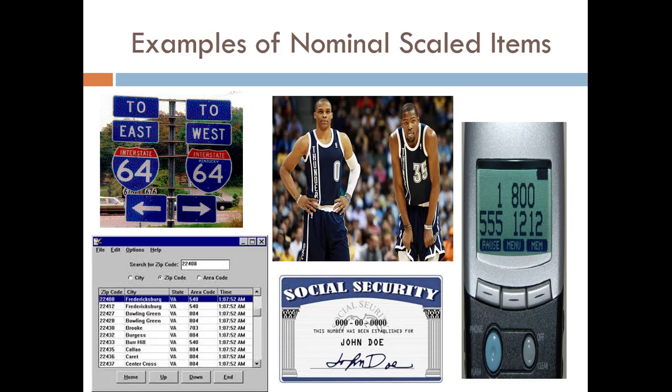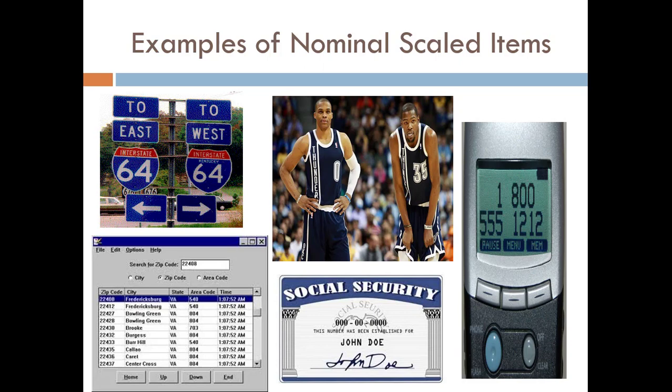So going to roadways, we see 64 east and 64 west. We have these numbers being applied to different instances of a variable, roadways, and east and west is used to differentiate one roadway from the other. We cannot do anything mathematically with 64 west or 64 east. Same rules apply in terms of jersey numbers on Russell Westbrook and Kevin Durant. 35 is meant to distinguish the small forward from the point guard.